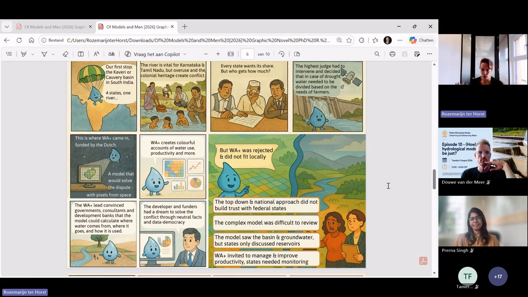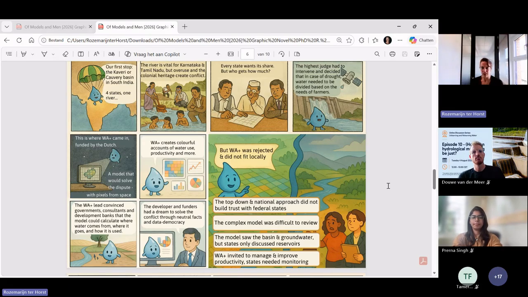Another one was that in the worldview of the model, it only saw the basin, the whole basin, and reservoirs and groundwater. But what the states wanted to discuss was how much water was in the reservoirs. And the model itself was not able to model reservoirs. So what was most important in the discussion with the states was not inside of the model. So there was a big mismatch.